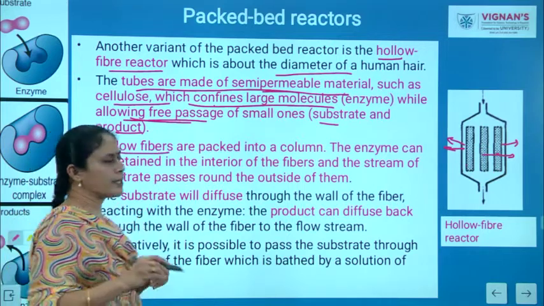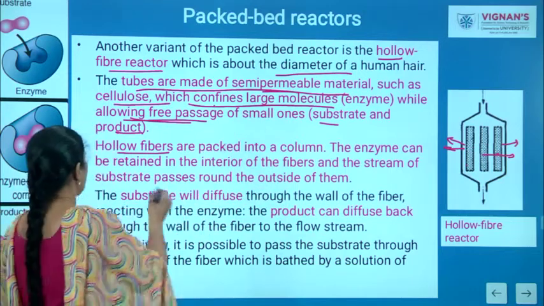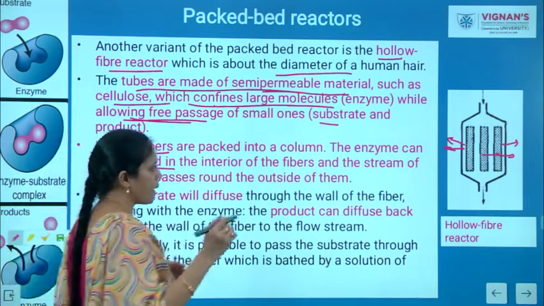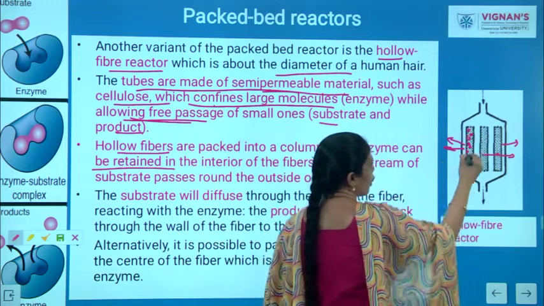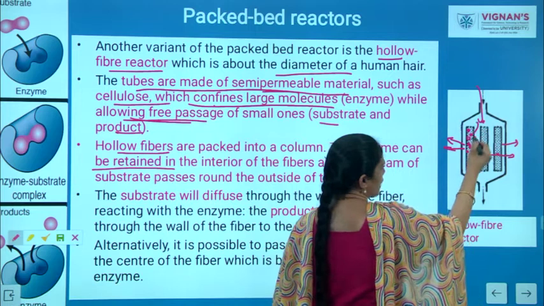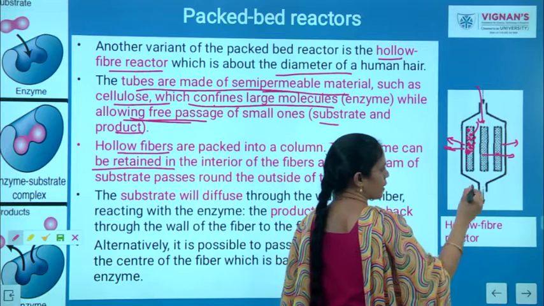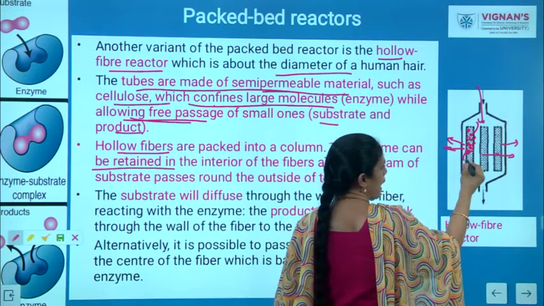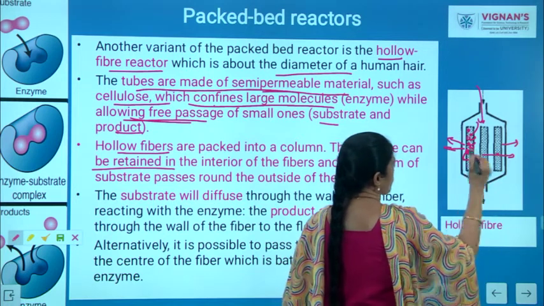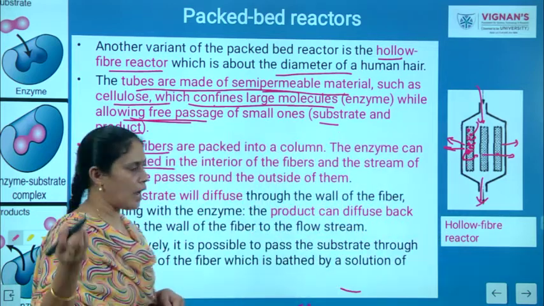Hollow fibers are packed into the column. As I told you, we have taken the fibers and packed them into the column. The enzyme can be retained in the interior of the fibers. Your enzyme is available inside your hollow fibers. Once you have supplied your substrate, the substrate will come into contact with this enzyme. Because of this contact, your product is produced and is allowed outside once again because of the smaller size of your product. So you can collect your product from the other side through your outlet.